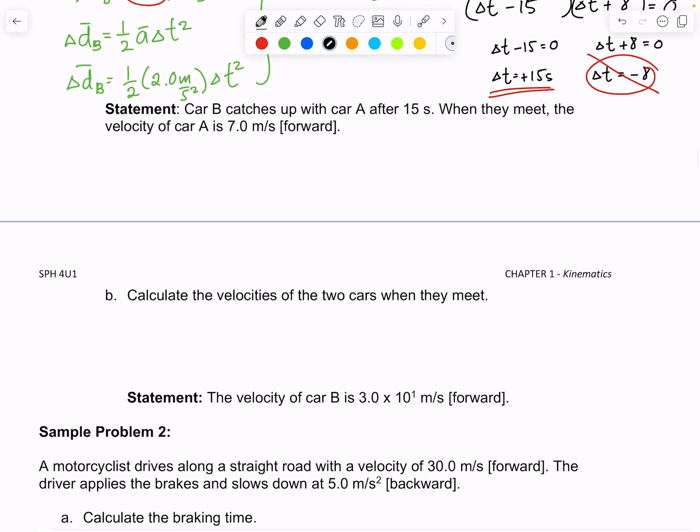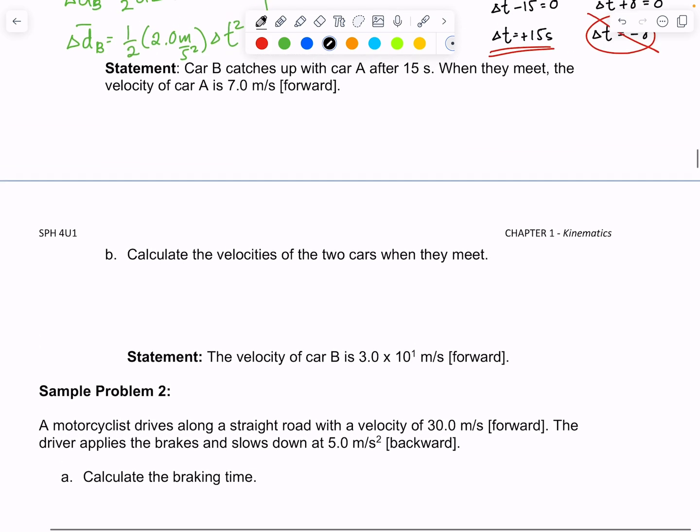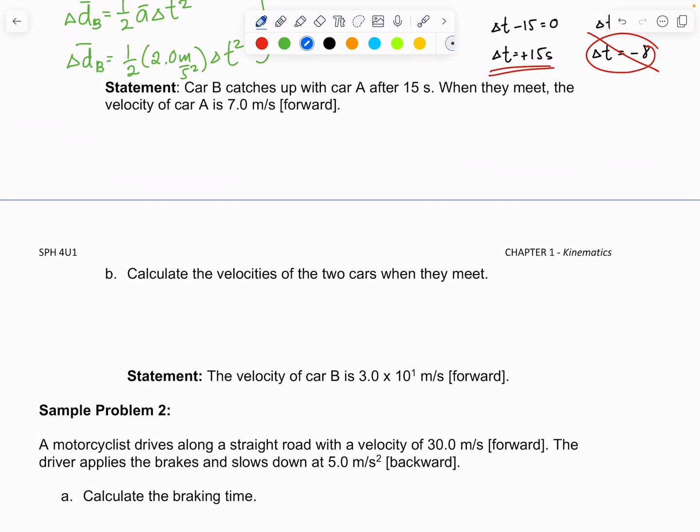In part B, we want to find the velocities of the two cars when they meet. We know that car A is traveling at a constant velocity of 7 meters per second forward. This velocity doesn't change throughout the entire trip, so when they catch up, car A will have a velocity of 7 meters per second forward.